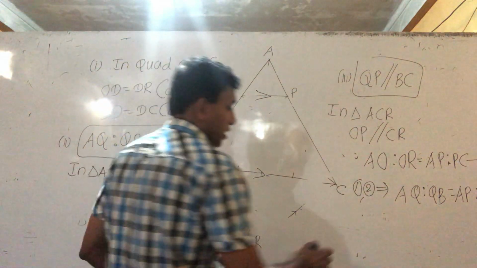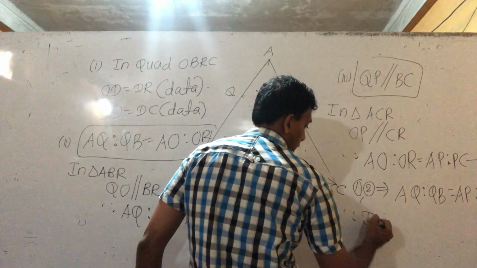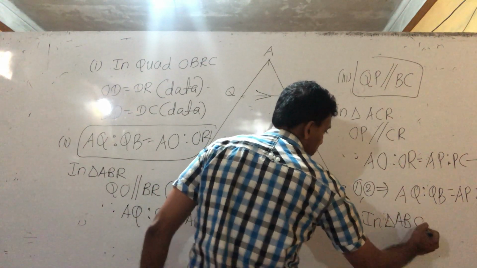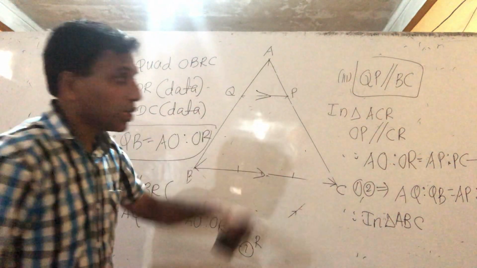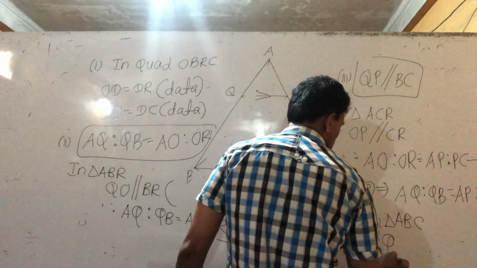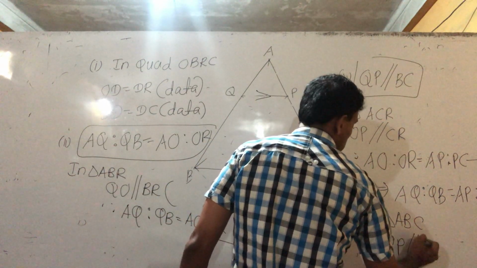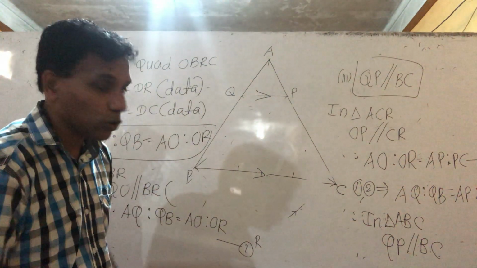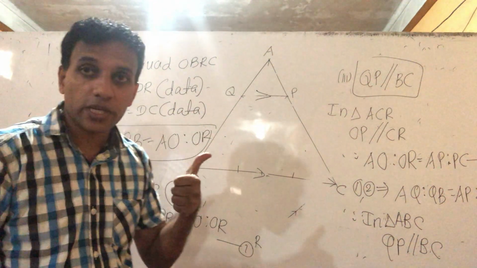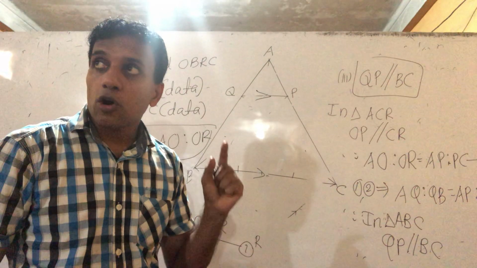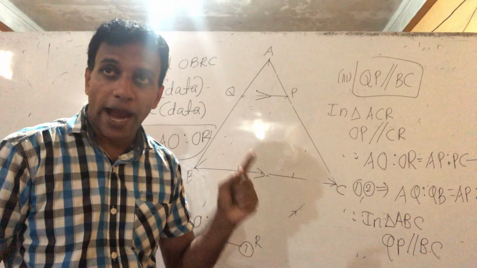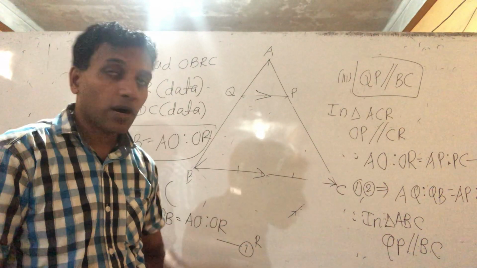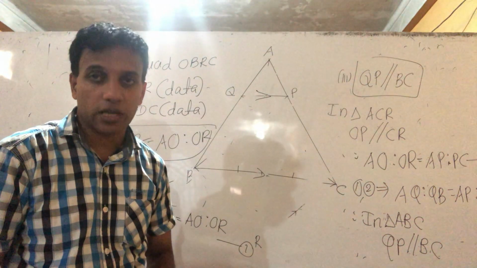Write that. Therefore, in triangle ABC, PQ or QP is parallel to BC. A simple idea we use to prove this is the parallelogram: opposite sides are parallel, hence take the ratio theorem for the other two parts. The last part is the converse of the ratio theorem. That's the question.